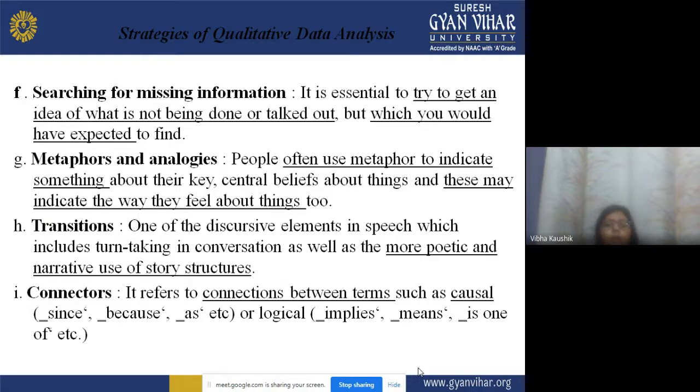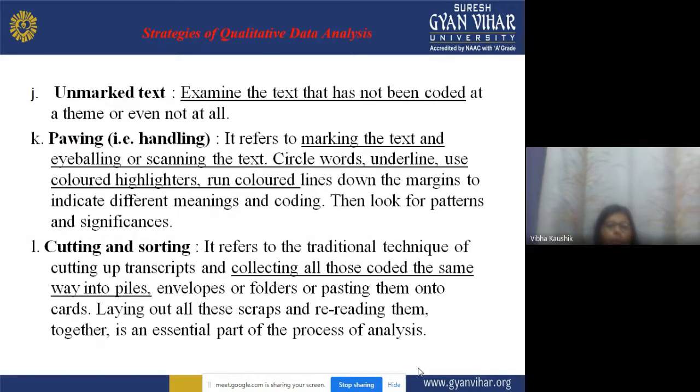Transactions. One of the descriptive elements in speech, which includes turn-taking in conversation as well as more poetic and narrative use of story structures. Connectors. It refers to connections between terms such as causal, since, because, as, of, etc., as well as logical, implies, means, is one of each, etc.